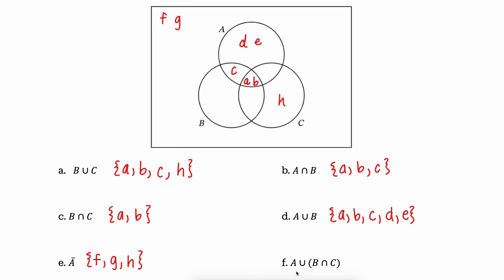And then the last one, it's the union of set A with the intersection of sets B and C. So following typical order of operations, I'm going to start with my parentheses. The intersection of sets B and C are the letters A and B. That's the intersection of B and C. So I want set A unioned with those two letters. So that's everything in set A plus these two letters. So we're looking at A, B, C, D, E once again.